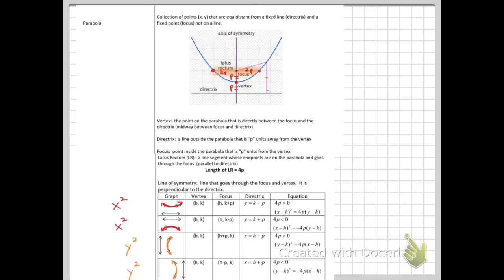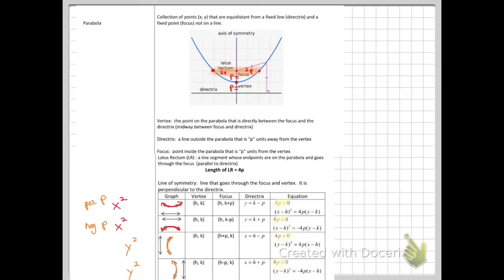Then it tells you over here on the side, in a fancy way, I'm going to say it a little easier. The p value determines if it goes up or down. So if p is positive, it goes up, because positive x's are up. If p is negative, it's going to go down.